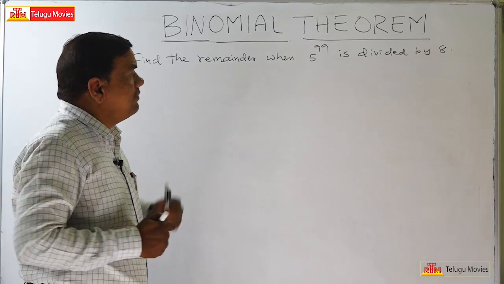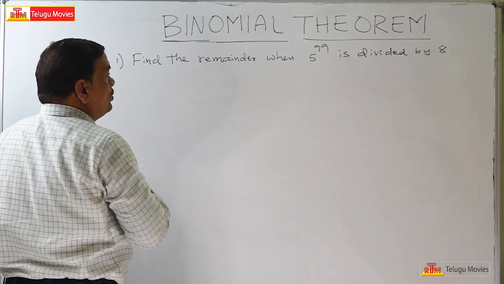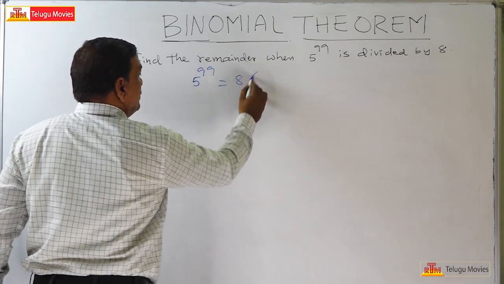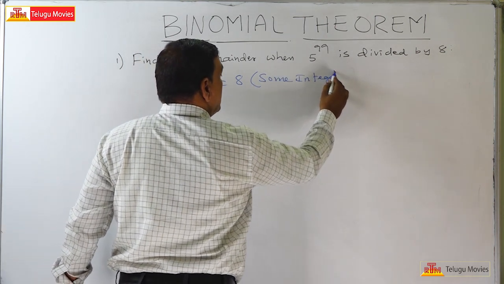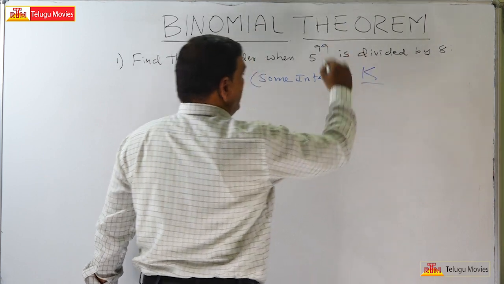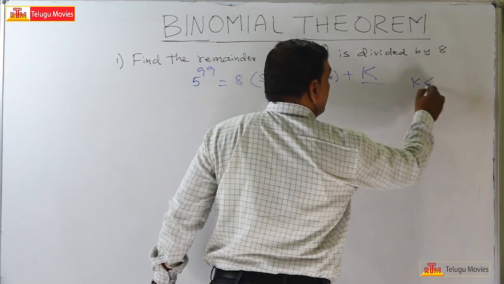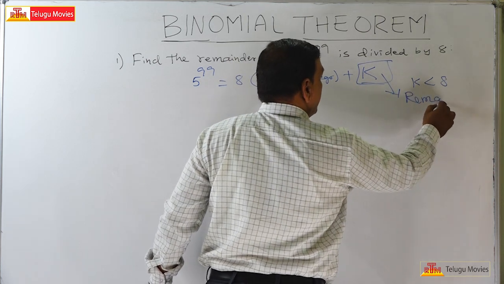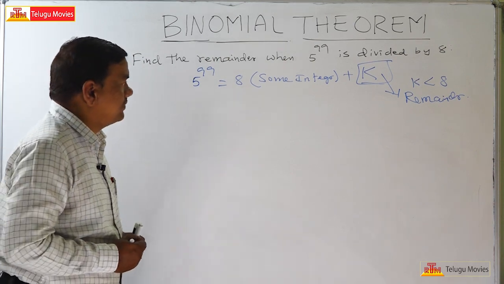That means you have to express 5 to the power of 99 as 8 into some integer plus something, k. This k value should be strictly less than 8. Whatever that k is, that is your remainder. How do we find that k value? Let us see this.